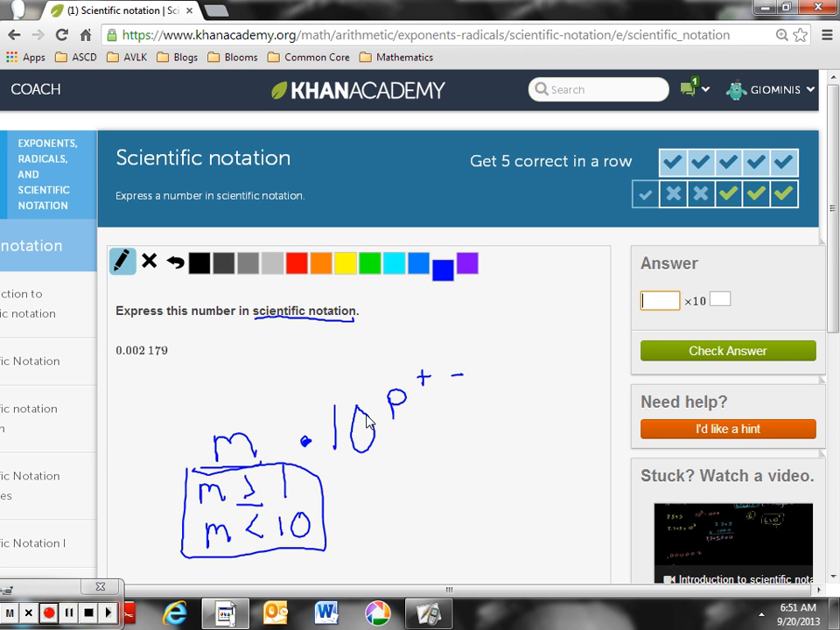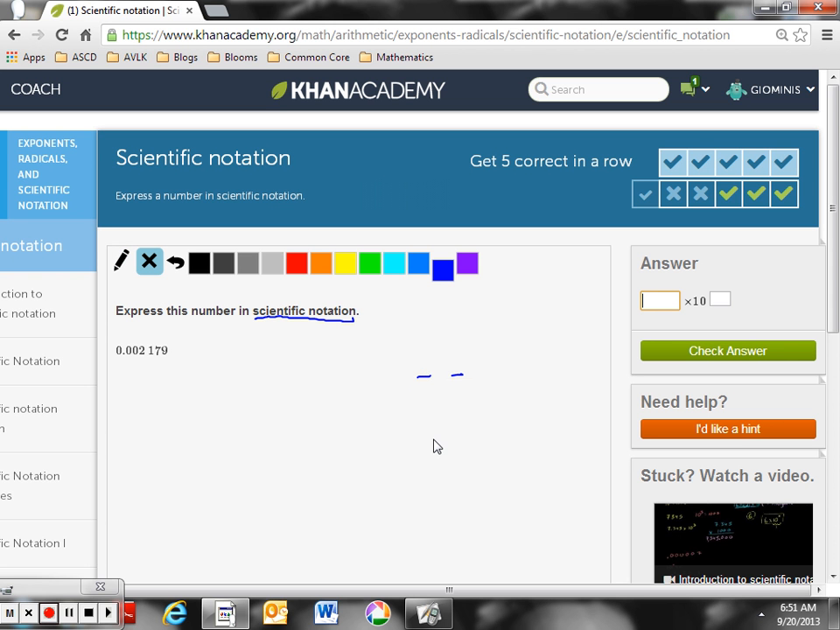And then I always know that with scientific notation, we're multiplying 10 to some power. And we have to identify the exponent and determine whether it's positive or negative. So let's take a look at this first one. Let me get rid of this stuff real quick.